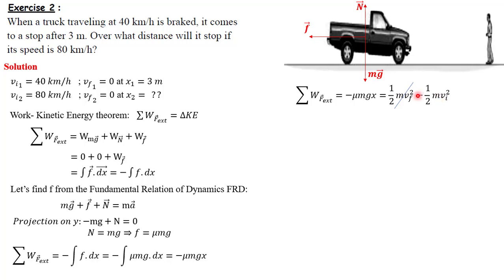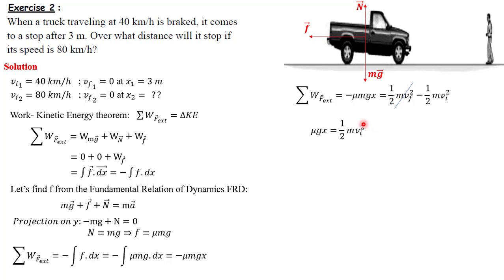Now we know that for the two cases that we have, the final speed is equal to 0 because they said that the truck will come to a stop after traveling a certain distance. So coming to a stop means that the speed is equal to 0. So V final in both cases will be 0. And therefore we just have mu gx equal half mvi squared. So we just simplified with m, and we multiply this expression with minus 1.